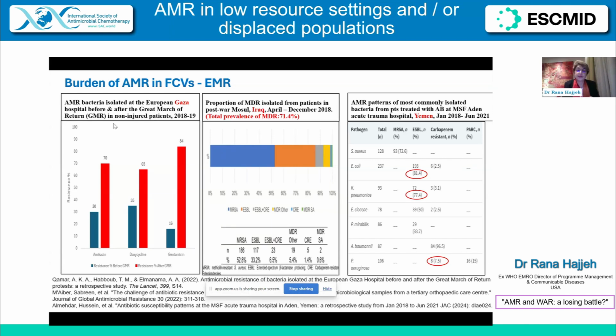We don't have pre-war data, but this study is showing that the total prevalence of multi-drug resistant organisms, as you see below, MRSA, various ESBL Enterobacteriaceae, and others, is over 70%. I mean, this is really alarming prevalence. And the third study was from a hospital in Aden.